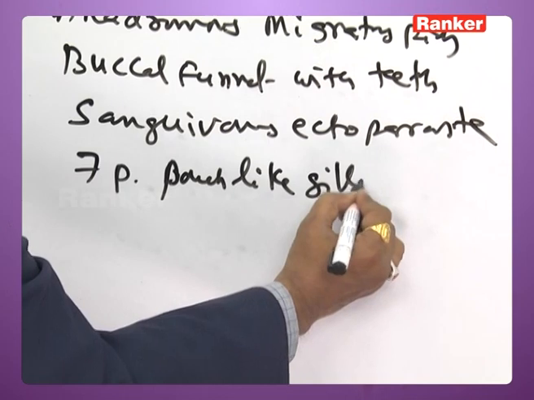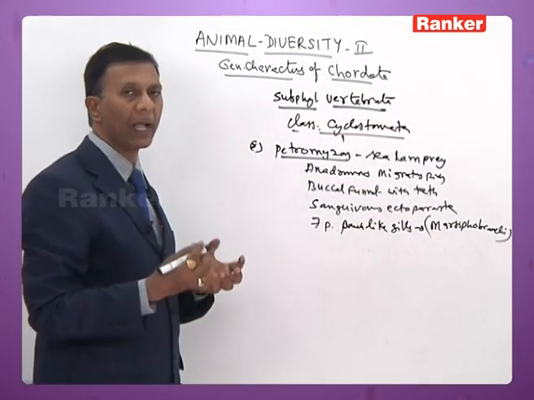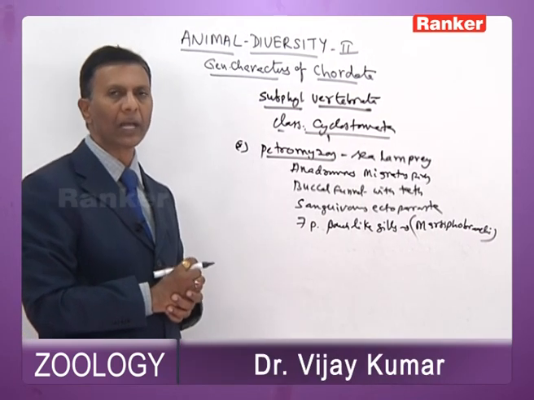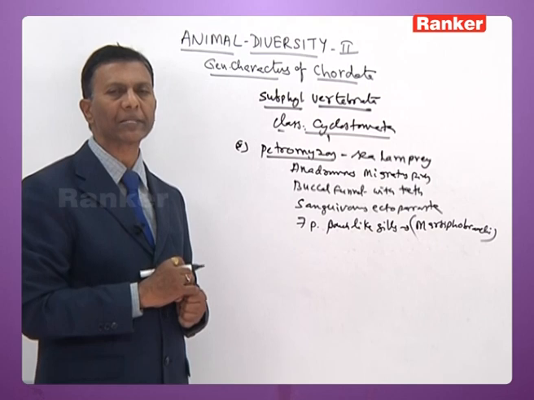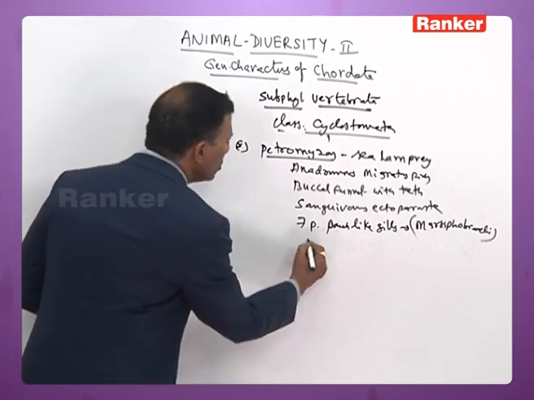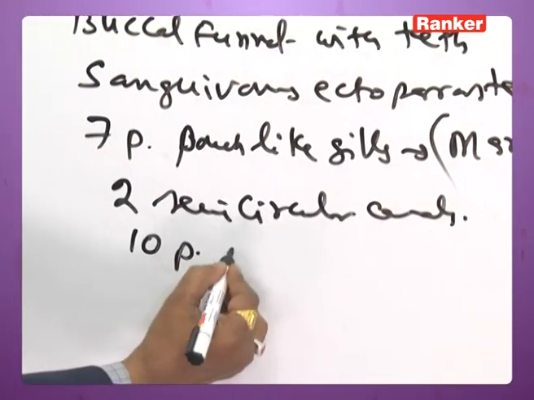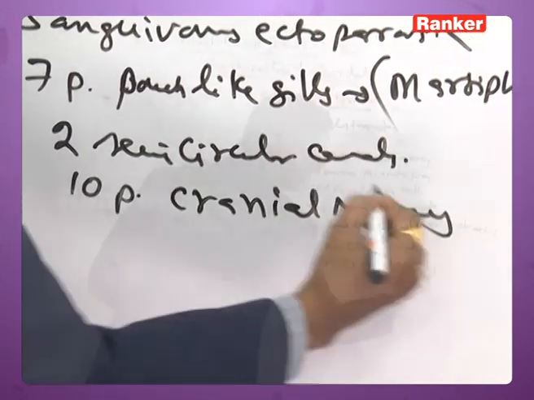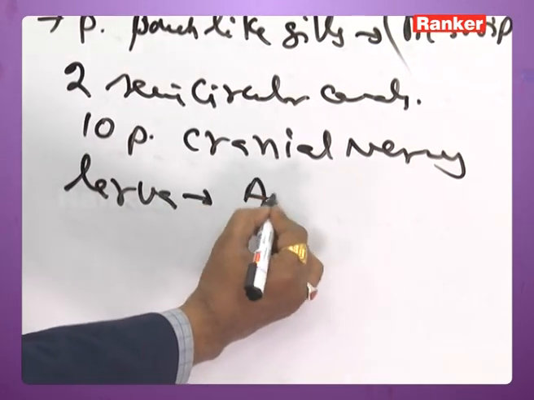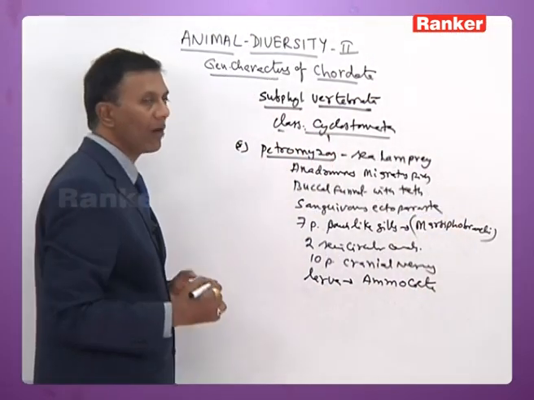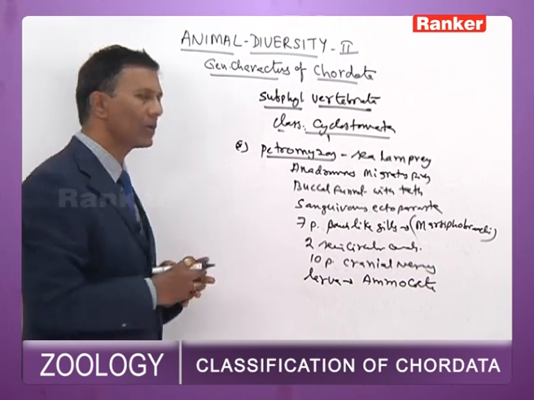7 pairs of pouch-like gills are present and they are known as marsipobranchii. The gills are called marsipobranchii because they are pouch-like, and the 7 pairs are naked without any operculum. As you find in Cyclostomata, even in Petromyzon, endoskeleton is cartilaginous, exoskeleton is completely absent, gonads are without gonoducts, and it has 2 semicircular canals. It has 10 pairs of cranial nerves. It has a characteristic larva called ammocoete. The larva of Petromyzon is called ammocoete. So these are all the unique characteristics of Petromyzon, which is commonly called sea lamprey.